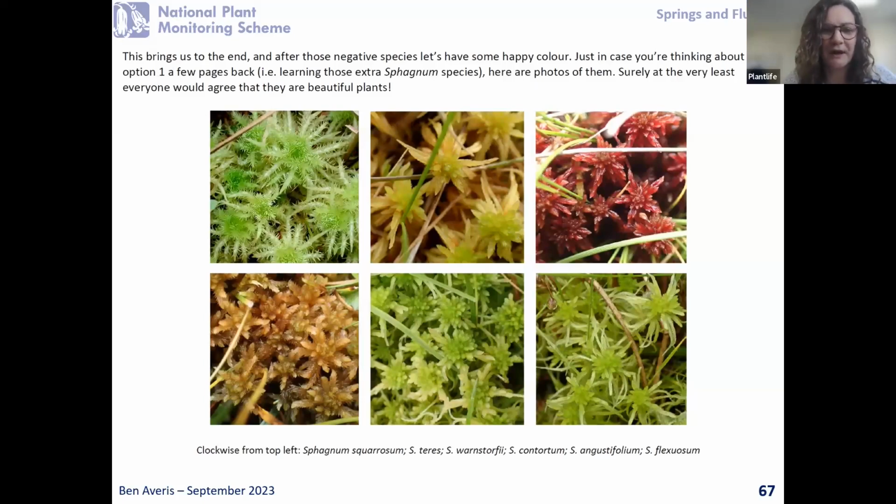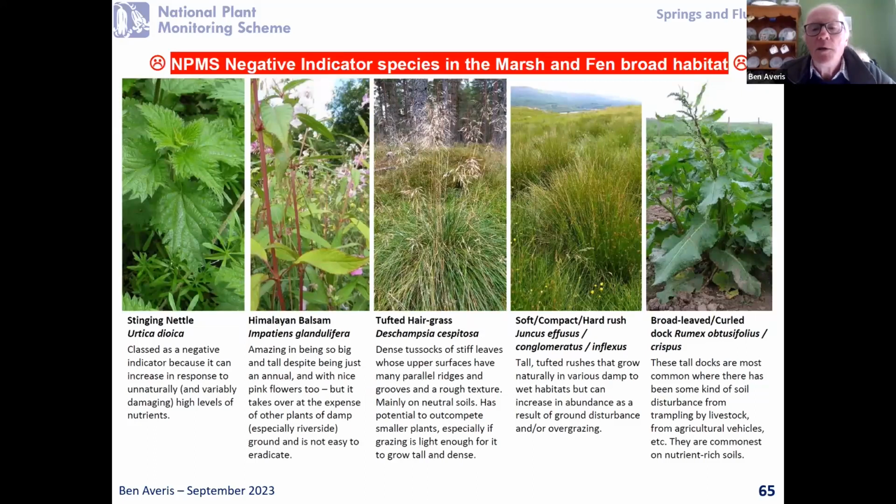Got a question here regarding our negative indicators. Would you say that negative indicators are different for this habitat at a high altitude? Does the altitude of the site impact which species represent negative indicators? I think it would, actually, because some of these species you're just not going to see at high altitude. Himalayan balsam, stinging nettle hardly as well, and broadleaf and curled docks.